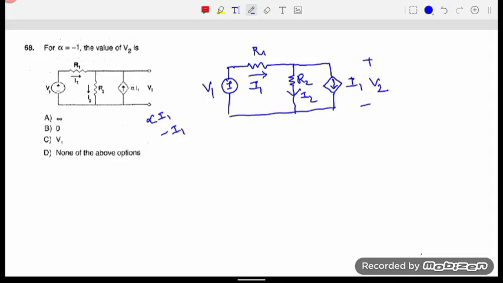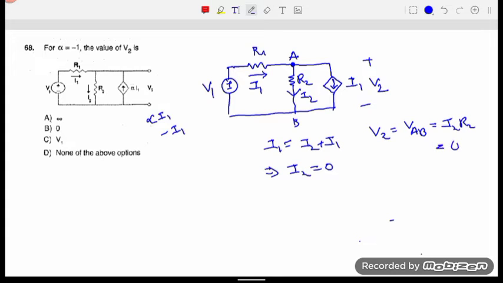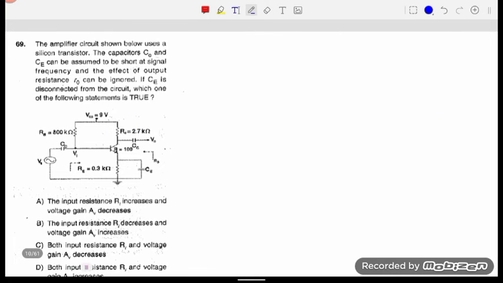If you apply KCL at this node, node A, let's say, I1 is incoming and I1 is outgoing, so I2 must be 0, right? That means I1 equal to I2 plus I1, which implies I2 equal to 0. If current I2 is 0, then voltage V2 equal to VAB, which is I2 into R2, equal to 0. So option B is correct. Let's move on to the next question.